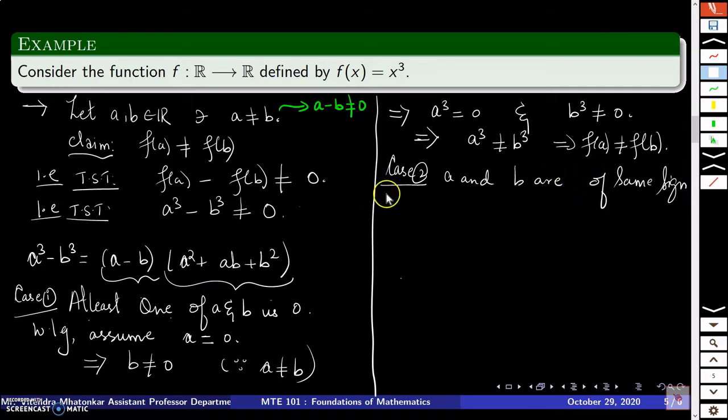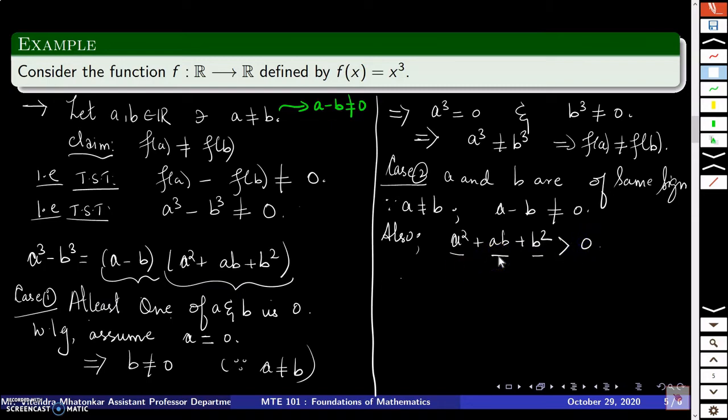Now, since a is not equal to b, we know that a minus b is never equal to 0. This is one thing. Also, a and b are of same sign now. So what can you say about a square plus ab plus b square? Now I am assuming that they are non-zero. They are of same sign, that means either both are positive or both are negative, because if one of them is 0, that case is already done. Right? So if both are positive, then a square is positive, ab is positive, and b square is also positive. So their sum will be positive.